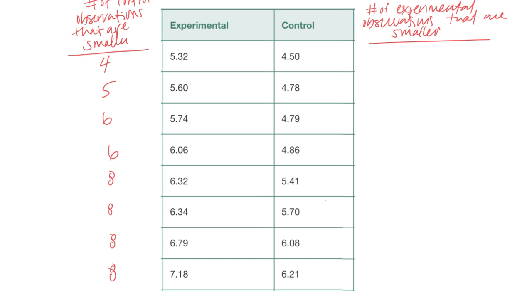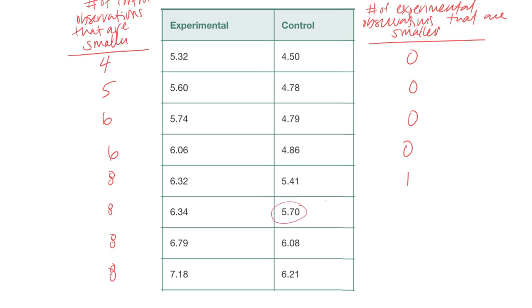We're going to look at the control observations and say how many of the experimental observations are smaller than each one in the control column. So starting with 4.50, I can see that none of them are smaller than 4.50 or 4.78 or 4.79. In fact, I have to get all the way up to 5.41 before any of them are smaller than it. And there's just the one.